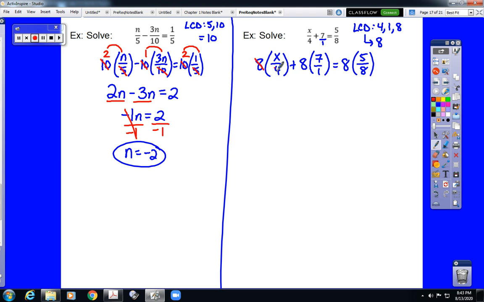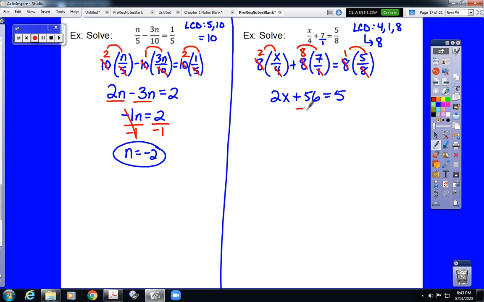8 divided by 4 is 2. 8 divided by 1 is 8. I know that didn't change. 8 divided by 8 is 1. Multiply those numbers, and that would give us the equation 2x plus 56 equals 5.